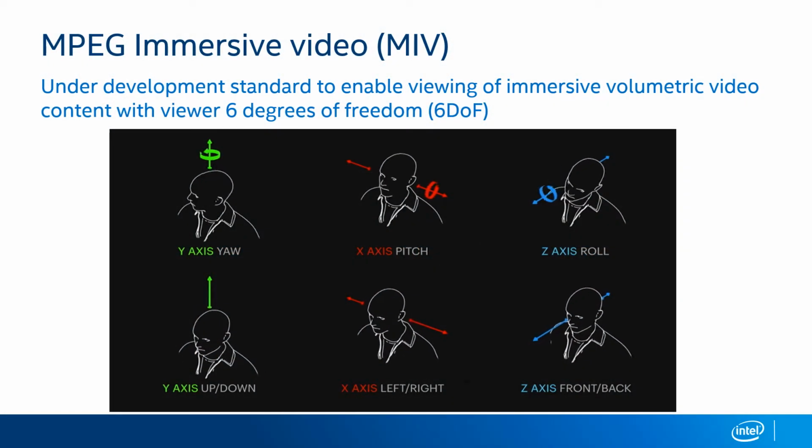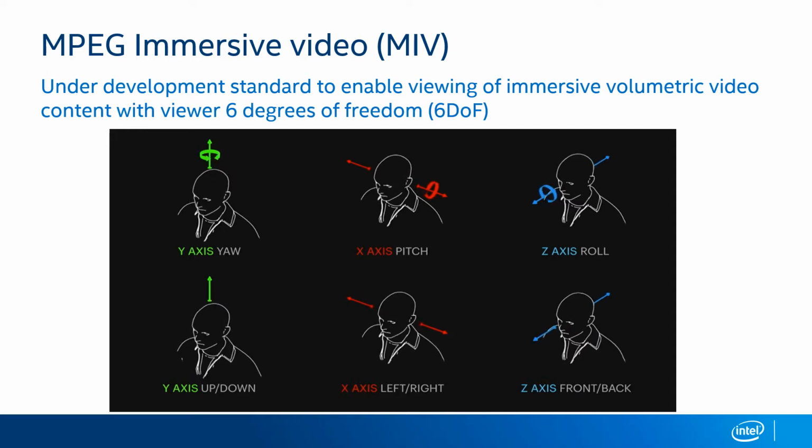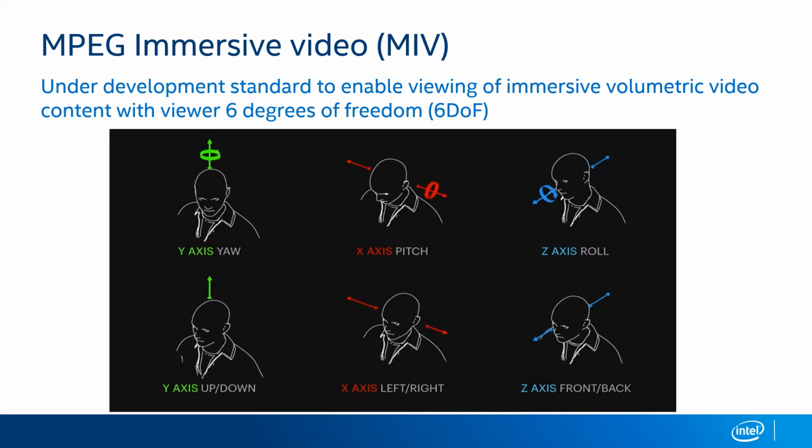The MIV standard is under development by MPEG, and its goal is to enable viewing of immersive volumetric video content with 6 degrees of freedom for the viewer. The video shown here is illustrating 6 degrees of freedom.